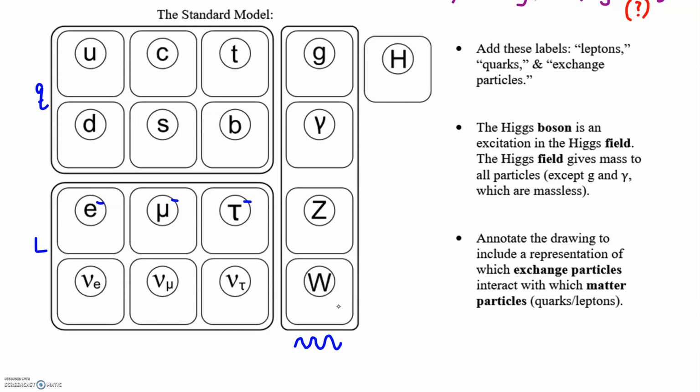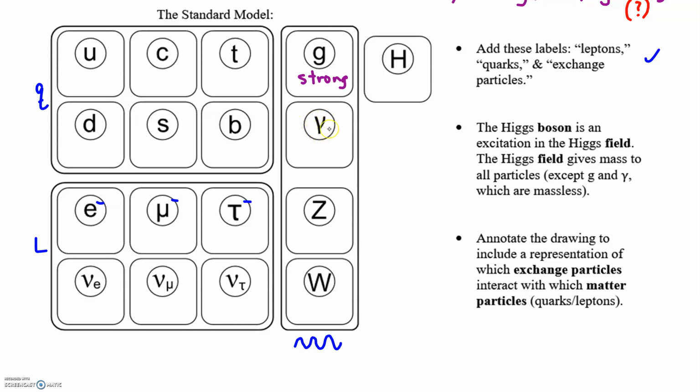All right, so what's next? We did this, check. First, let's jump down to here. Include a representation showing which exchange particles interact with which of these matter particles. Before we do that, these are gluons. And what do gluons do? They mediate the strong force, the strong nuclear force.